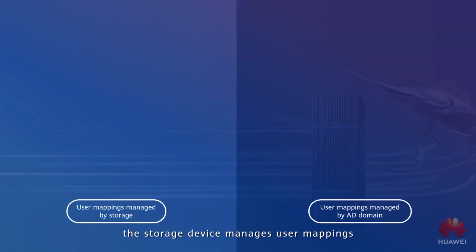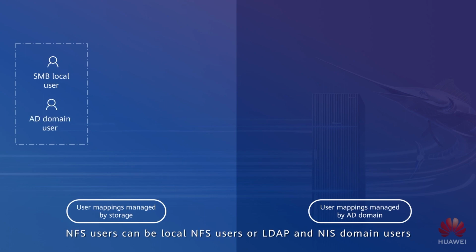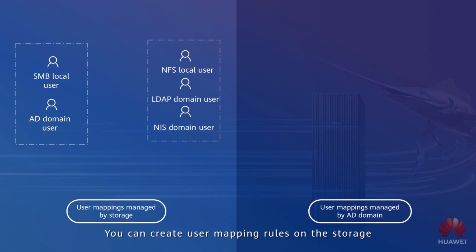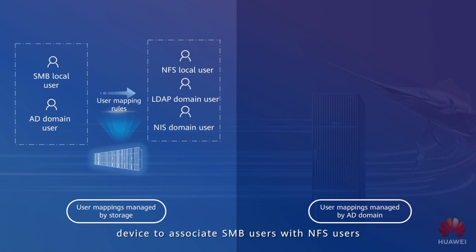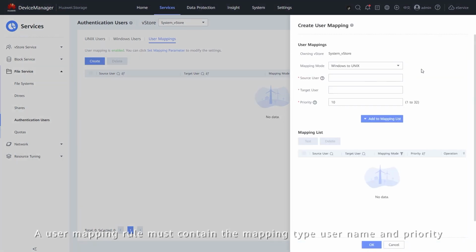In the first mode, the storage device manages user mappings. SMB users can be local SMB users or AD domain users. NFS users can be the local NFS users or LDAP and NIS domain users. You can create user mapping rules on the storage device to associate SMB users with NFS users. A user mapping rule must contain the mapping type, username, and priority.